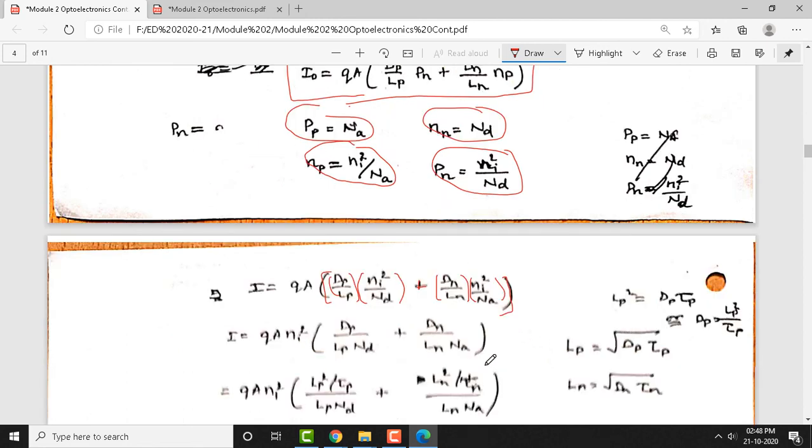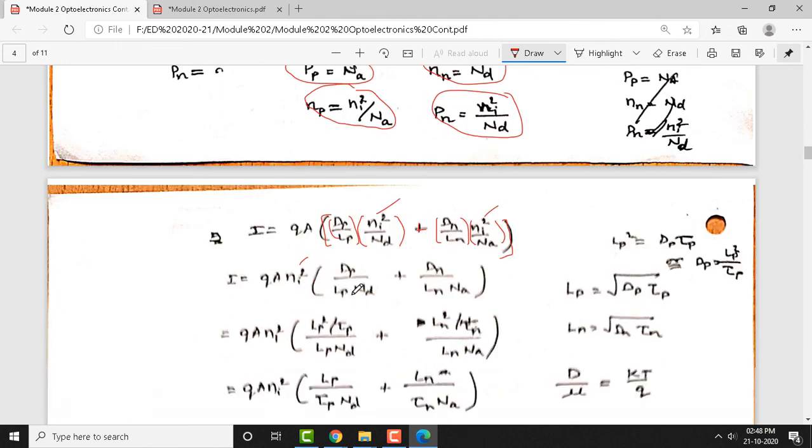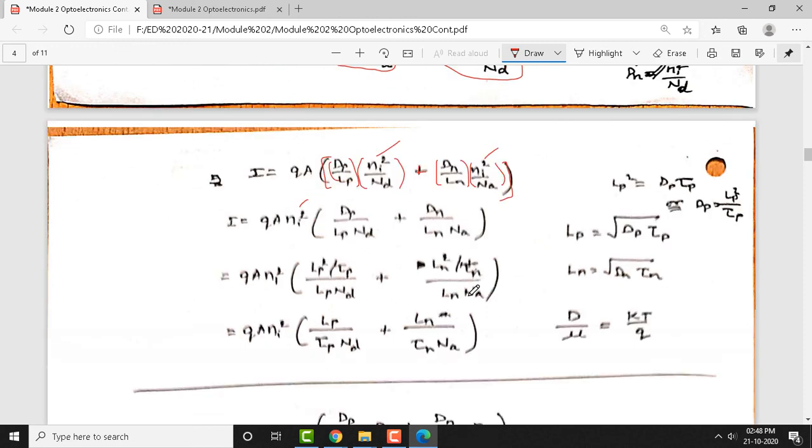Okay. And in both the terms you can take out Ni square as a common factor, Ni square here and Ni square here, and what you have left out is dP by Lp into Nd plus dN by Ln into Na. Okay. Now, you can substitute even for this dP.